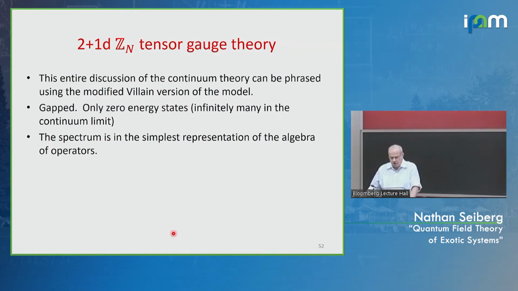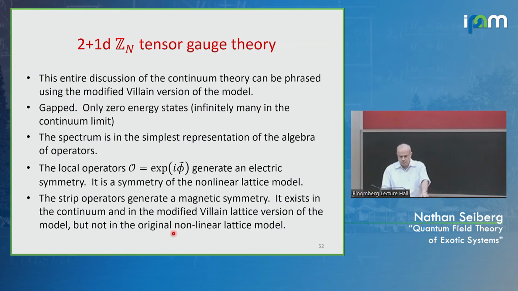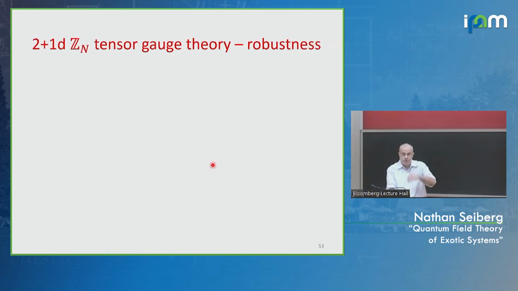And this looks like a good model for fractons. It's gapped. It has an infinite ground state degeneracy, or very large ground state degeneracy. It has particles with restricted mobility. Only one thing is not good about it: it's not robust. We have these local operators that generate the electric symmetry, and this operator can destabilize the model. If we add it to the action, it ruins all the nice features we have.